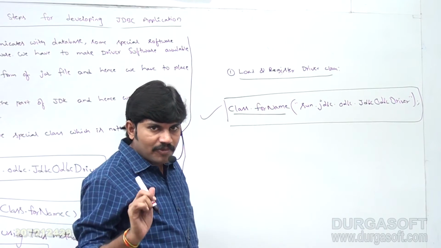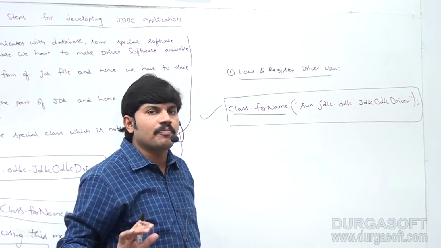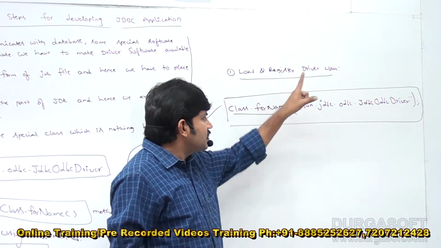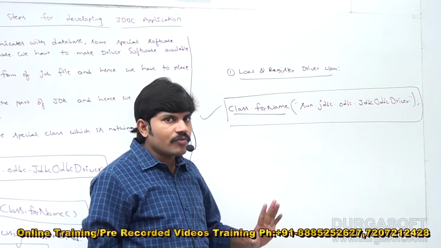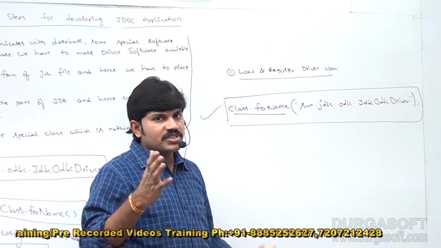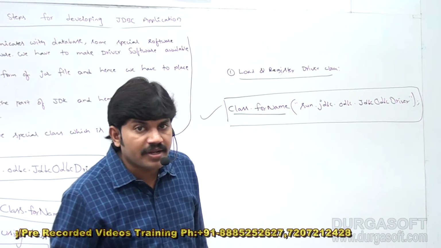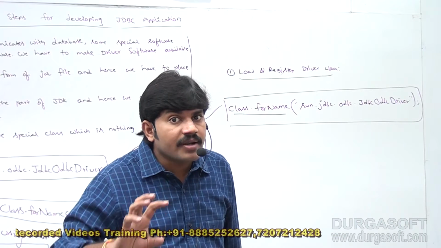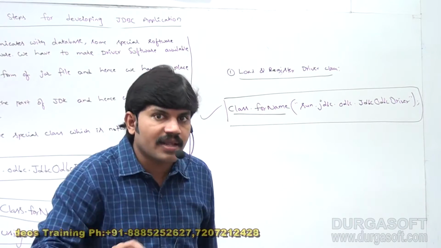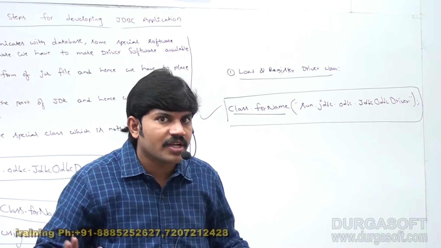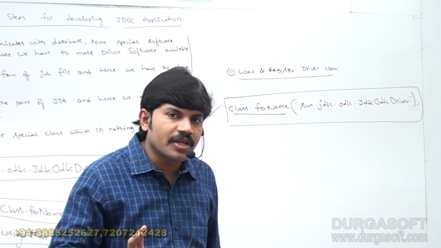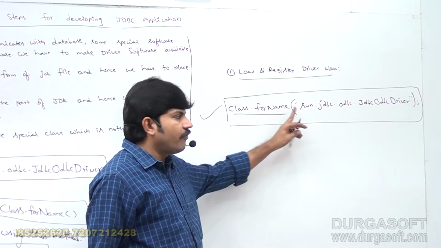So as part of developing our JDBC application, the first step is to load and register the driver class. For that, what do we require to use? Class.forName. Now it's very clear, right? From a Java application, if you want to communicate with the database, driver software is required. Every driver software is identified with some special class, which is nothing but the driver class. That driver class we have to load. Any Java class we can load by using the Class.forName method. That's why the driver class also we can load by using the Class.forName method, right?